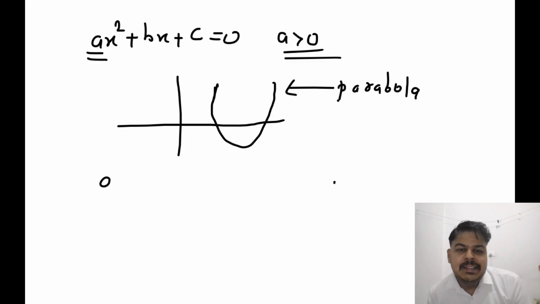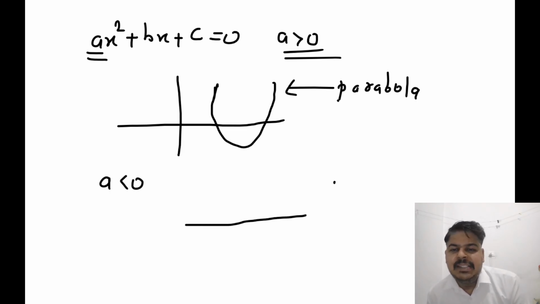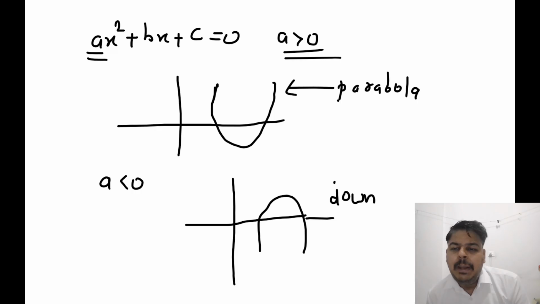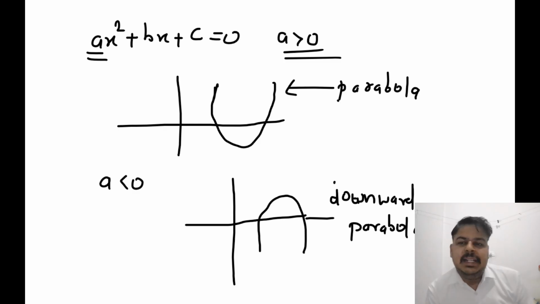And if a is less than 0, then the graph of the quadratic equation is a downward parabola. Okay, please remember, downward parabola. So, if it is cut by the x-axis at two points, then there are two roots of the equation.